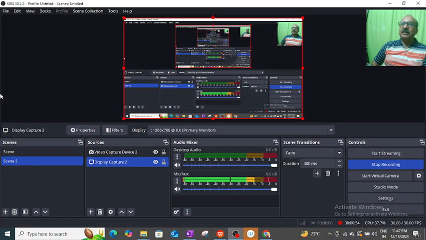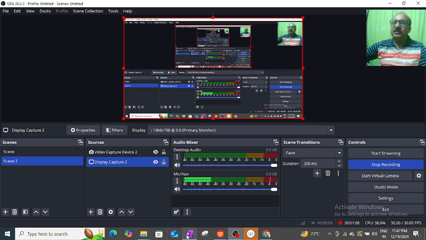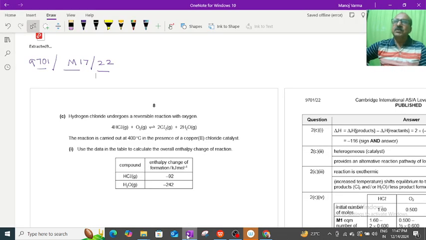Now, in this lecture, I'm going to do some problems on chemical equilibrium. So that's going to be the topic. So let's dive in. So as you can see, I have opened a question which is from the March 2017 paper. The code is 9701 and the paper variant is 22. So let's start.